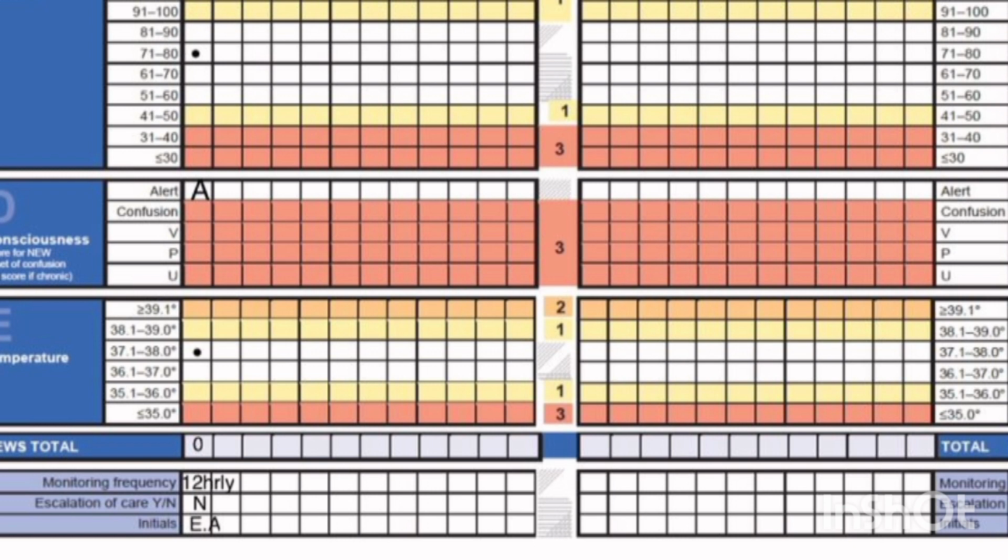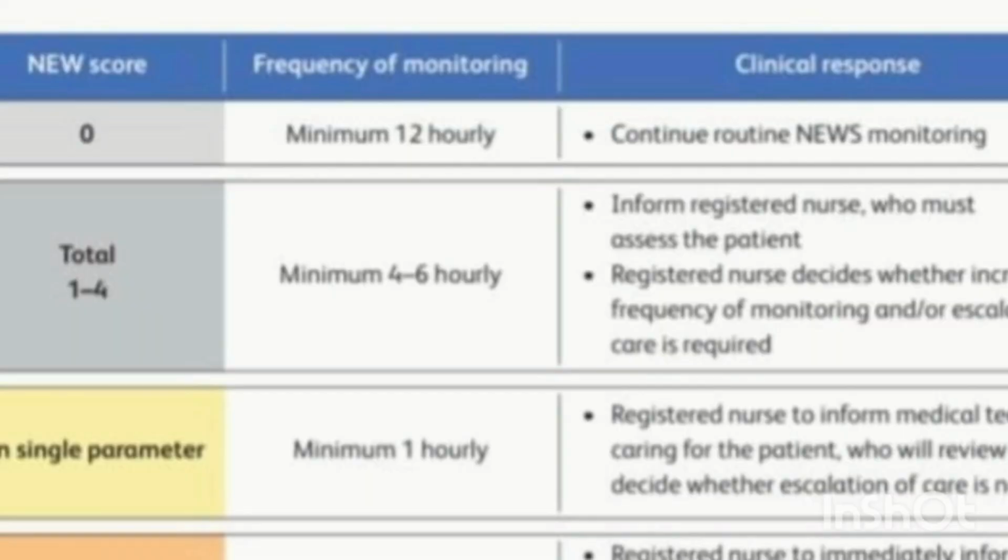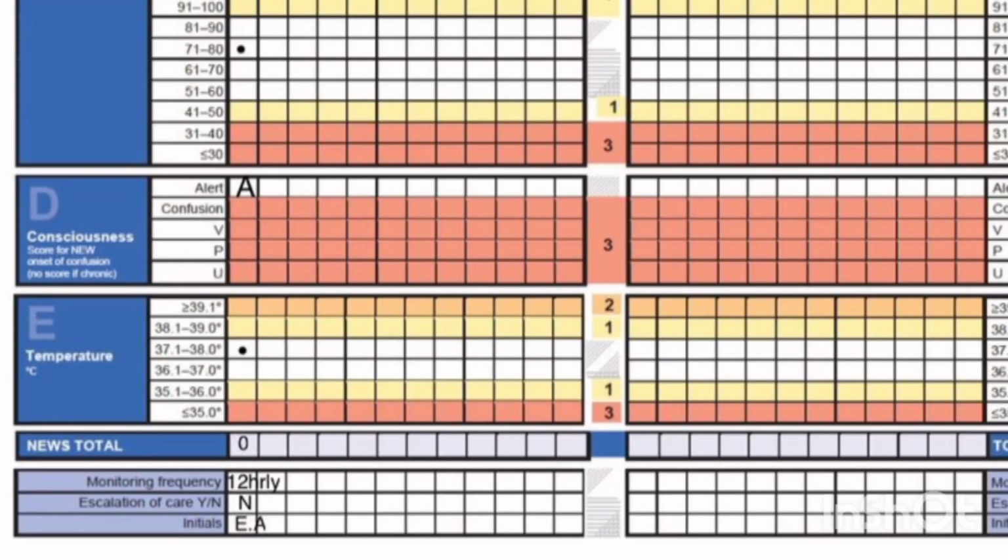Again, you don't have to cram anything. Go to the back of your NEWS chart. NEWS of 0 is to monitor the patient 12 hourly. So you don't have to escalate the care. But whenever a patient is having NEWS of 1 and above, then you must escalate. So escalation of care for NEWS of 1 and above becomes yes. But because this patient is having a NEWS of 0, you don't need to escalate their care. So NEWS of 0, monitoring frequency is what? 12 hourly. Escalation of care is N, which is no, and you see that the person puts their initials.